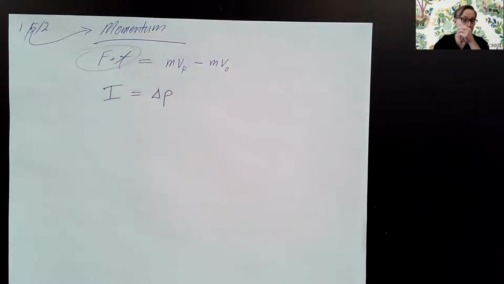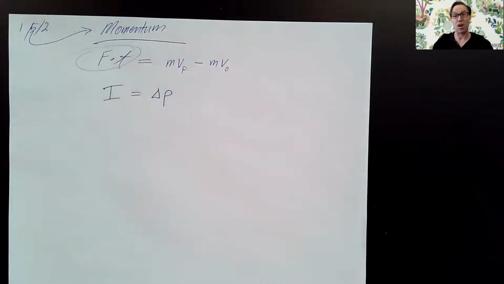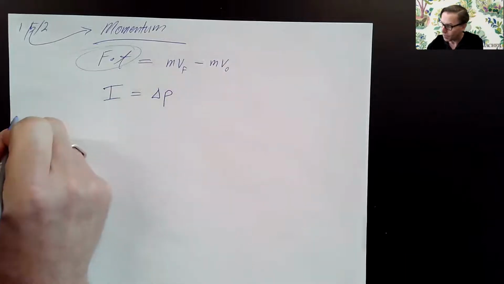And we use the letter P for momentum because although momentum starts with M, we've already abbreviated a lot of other things with the letter M. All right, so that is a review from the last video.